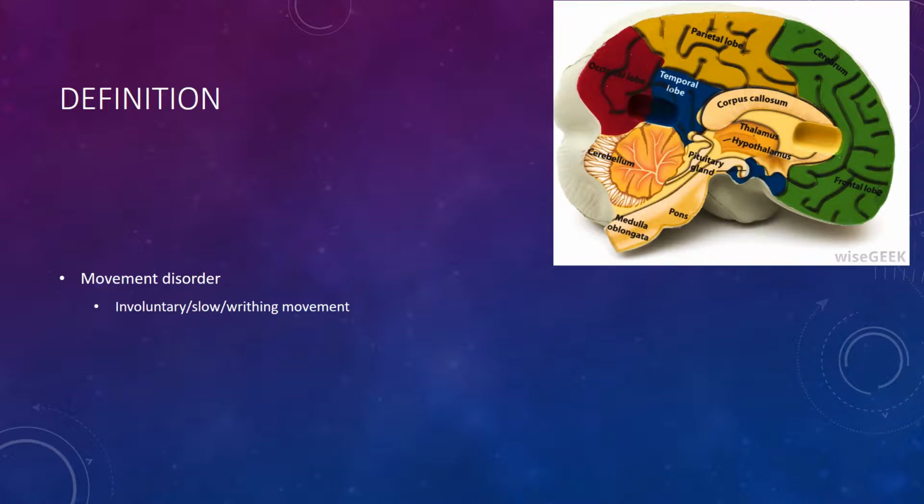Dyskinetic cerebral palsy is a movement disorder caused by damage to the developing brain. It has involuntary slow rhythmic movement of the fingers, hands, toes, and feet.